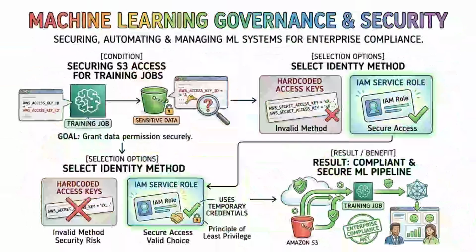Welcome to Section 6, the absolute final module of our AWS Certified Machine Learning course, where we tackle the incredibly vital topics of MLOps, security, and governance. In this lesson, you will learn how to automate your machine learning workflows, secure your sensitive data, and strictly govern your cloud environment to meet enterprise compliance standards.